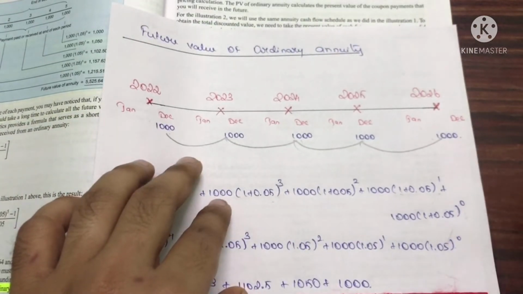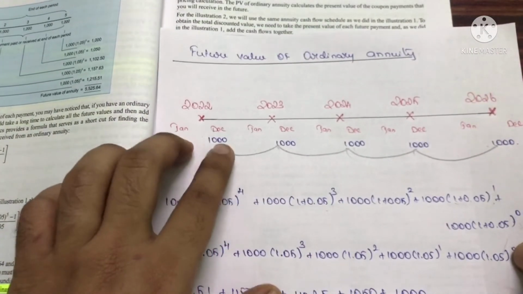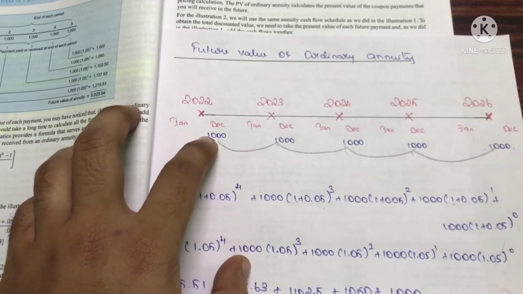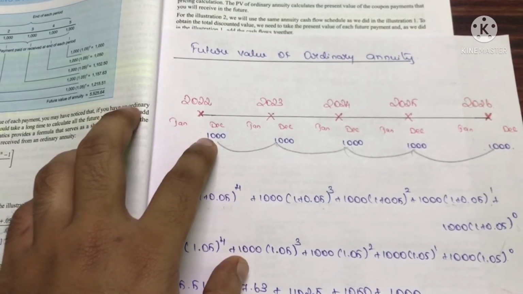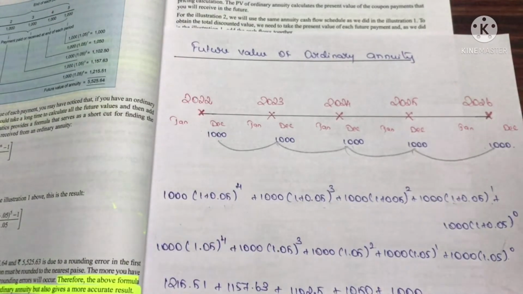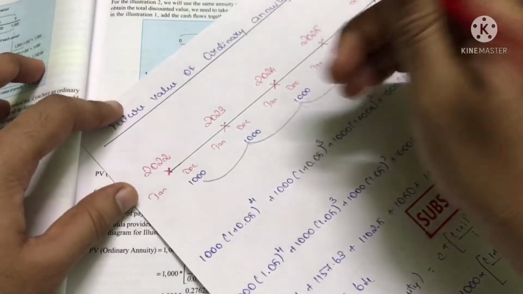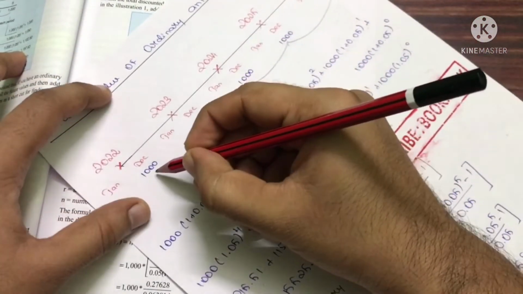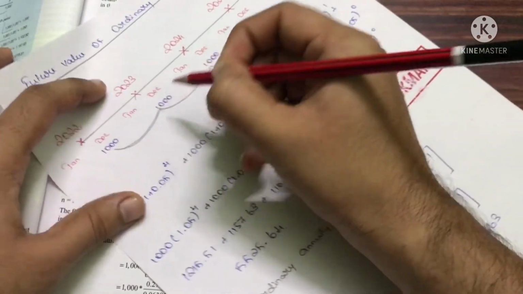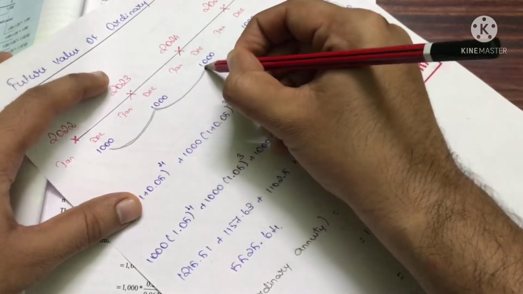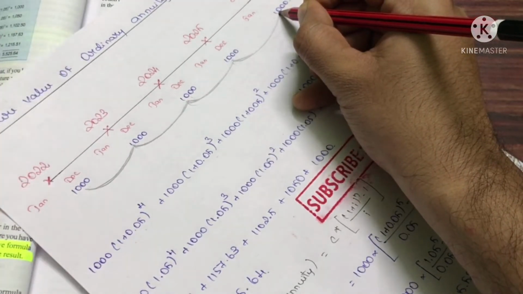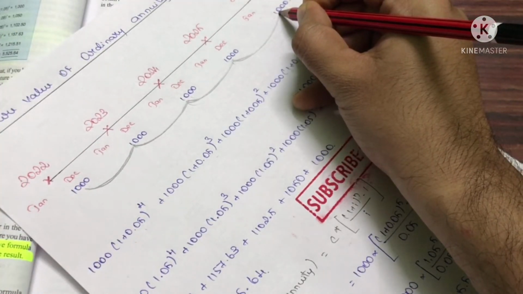To make it clear, I wrote Jan to December like this. So in 2022 December, at the end of December I am going to make the investment. If in 2022 December I am making an investment of 1000, from December to next December is 1 year, and then year 2, and then 3, 4. So only 4 years that 1000 rupees amount will be invested.